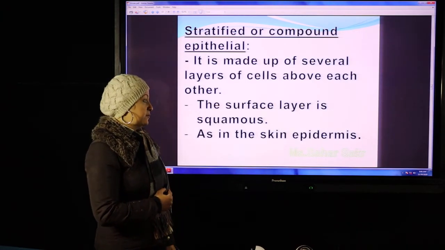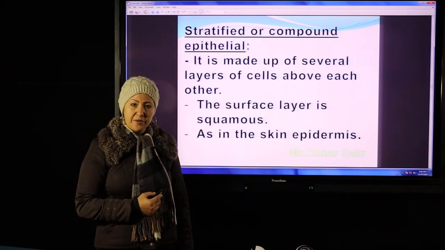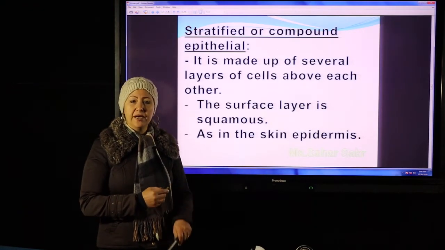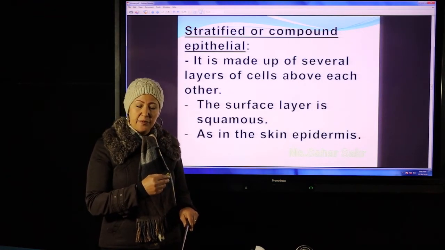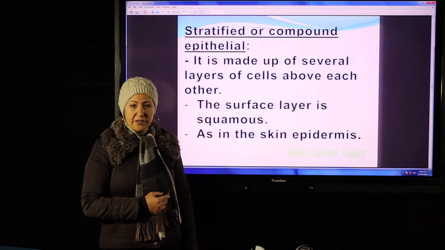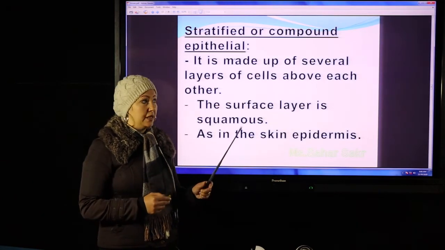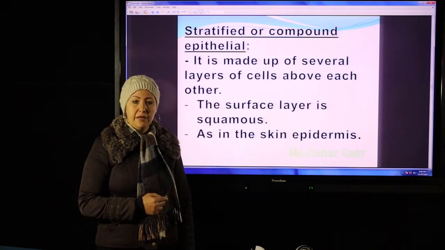So this type is found in the skin, epidermis. Skin epidermis, the outer layer of the skin. You have to know that the skin is 2 layers. The upper layer is epidermis and the lower layer is called dermis. The upper epidermis is a stratified epithelial tissue.